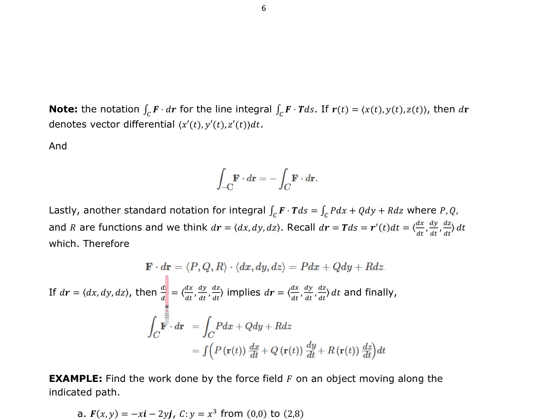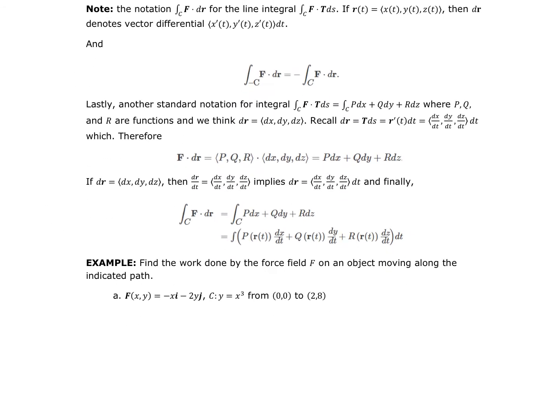And so we end up with our function F. To make everything a little bit easier, our function F dotted with our derivative dr can be written in this form, which means we can do our partial derivatives, which means the end result is this. I can evaluate my P function with my replacement of the r parameterization vector and then take the derivative of x with respect to t. Q, dy/dt, R, dz/dt. It just makes it a little bit easier.